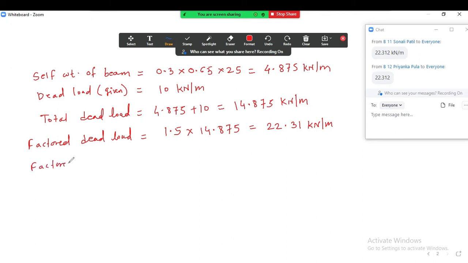Now calculate the factored live load or ultimate live load. It is 1.5 into 12, which is 18 kilonewton per meter. So this is our loading calculation. Now we will do the bending moment calculation.